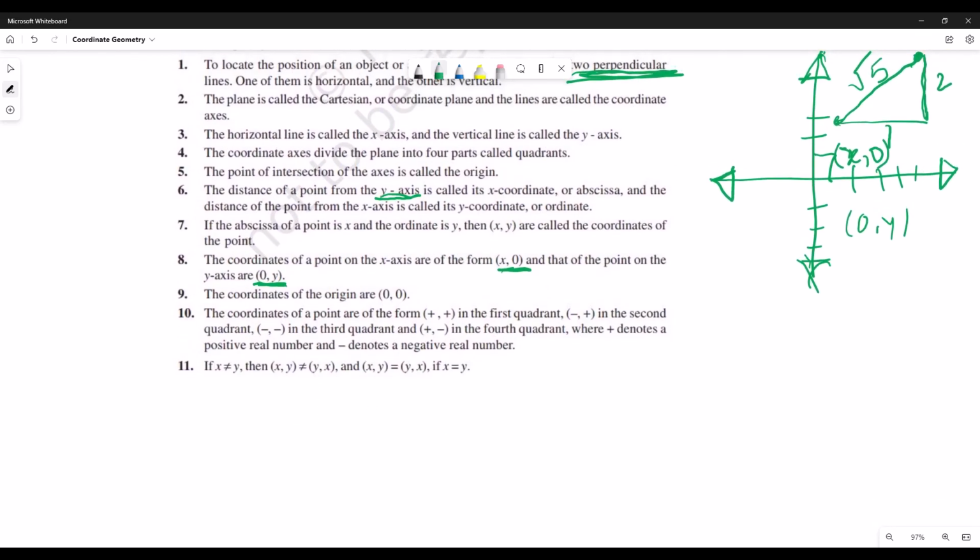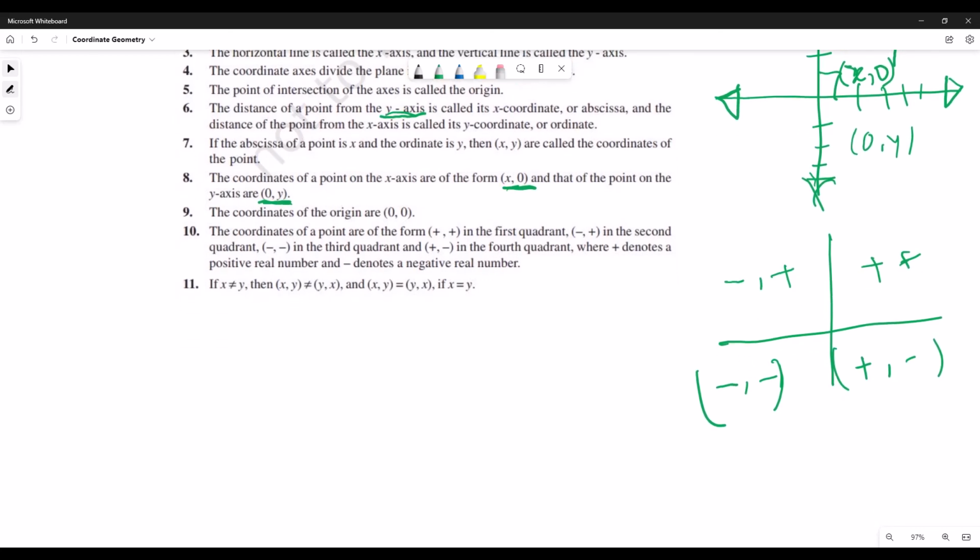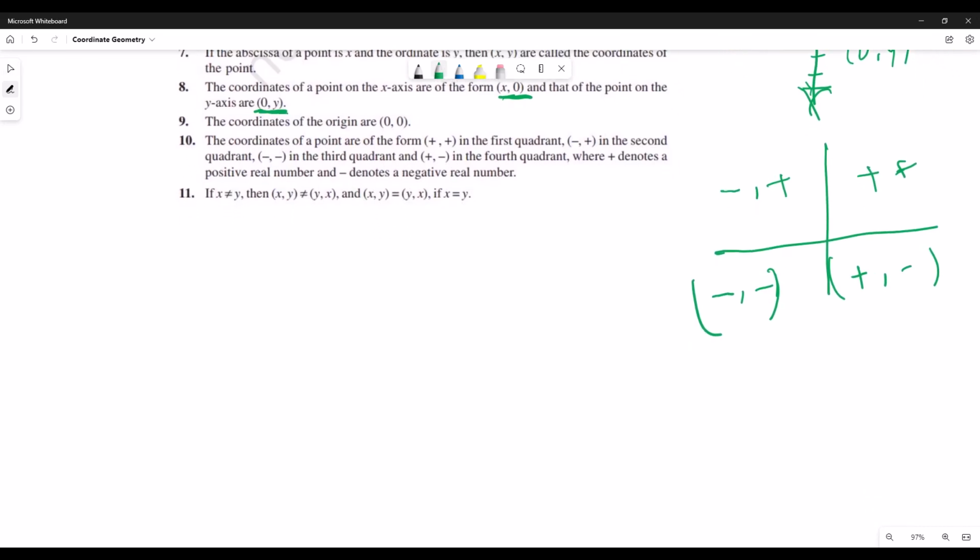The coordinates of a point are of the form (+, +) in the first quadrant. That is what I was talking about. In the first quadrant, both are positive. In the second quadrant, x is negative, y is positive. In the third quadrant, both are negative. In the fourth quadrant, x is positive, y is negative. Very simple. Where positive denotes a positive real number and negative denotes a negative real number.